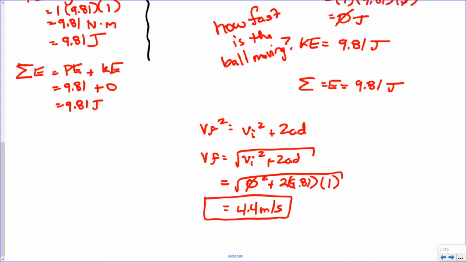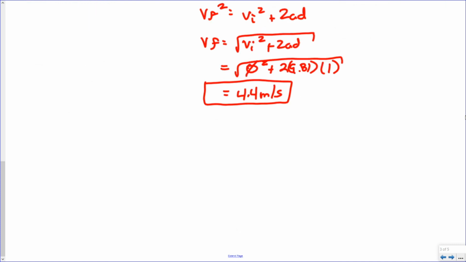So there's my answer here, that's my final velocity. But we could also find the final velocity using an energy calculation. What do we know about kinetic energy? We know the formula for kinetic energy is 1/2 mv squared. And guess what? We know our kinetic energy. We can rearrange this for v, and we know everything else. I'll do the rearrangement here.